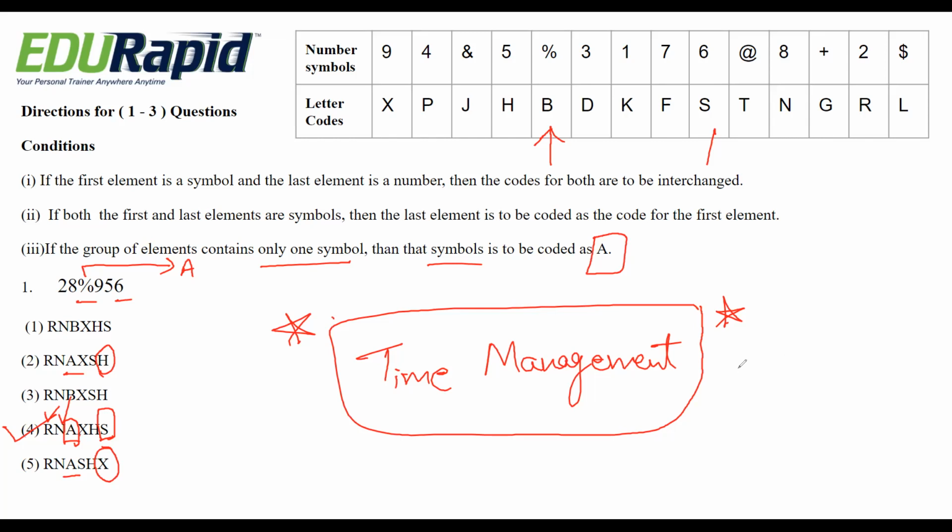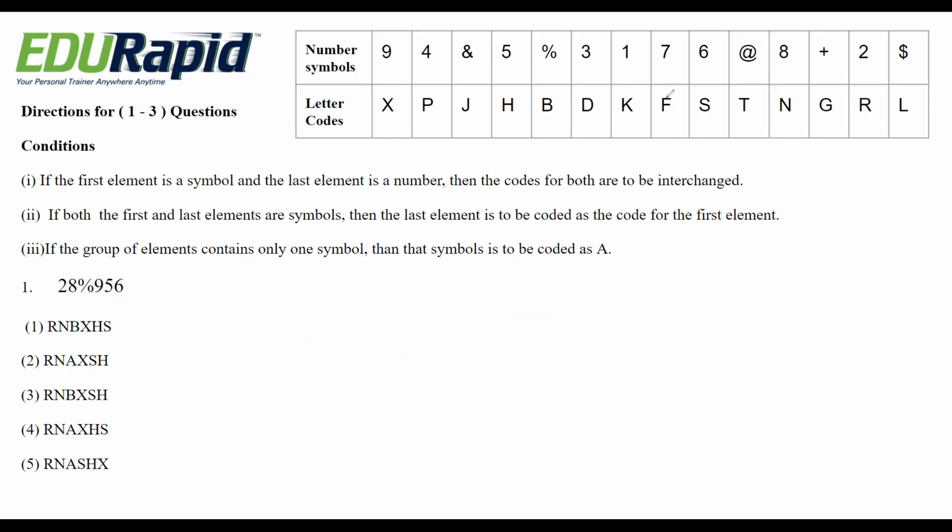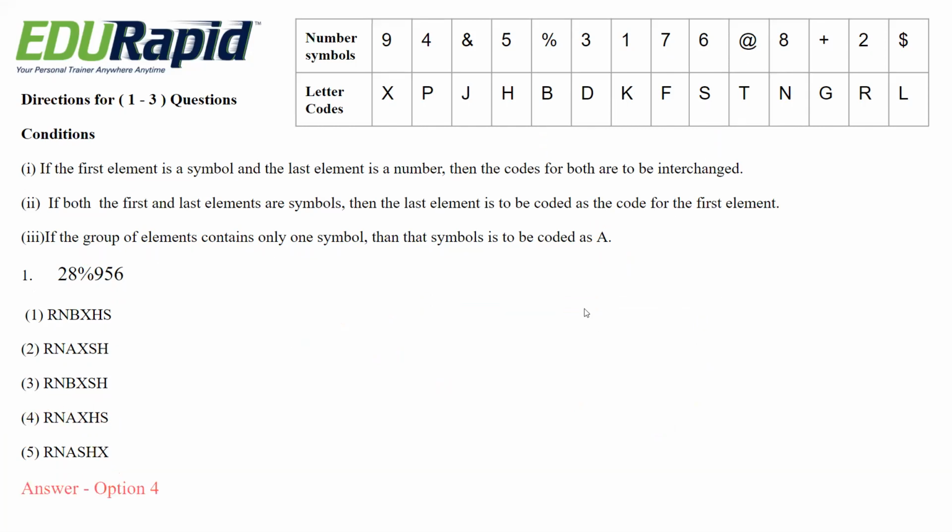Because in the exam, we have very less time. So you have to maintain proper time management. So for this, the right answer is option 4.